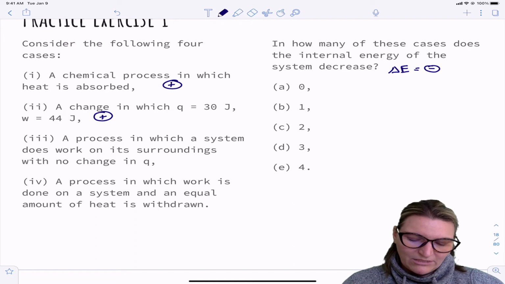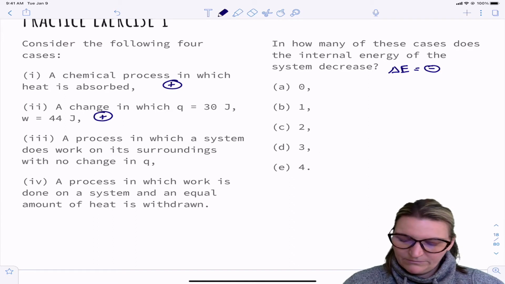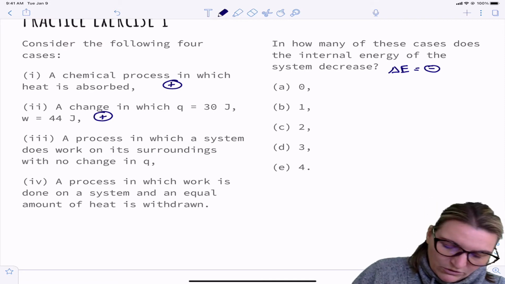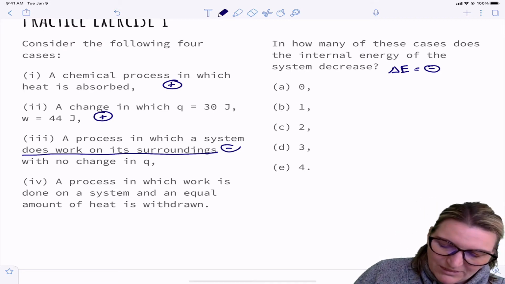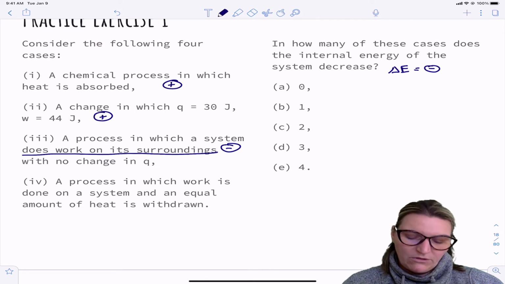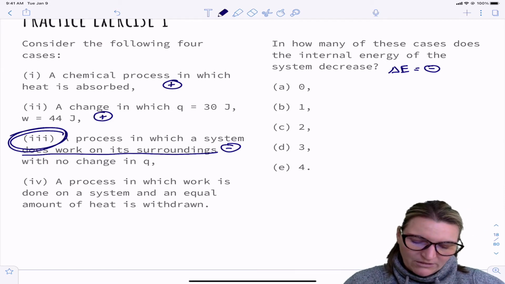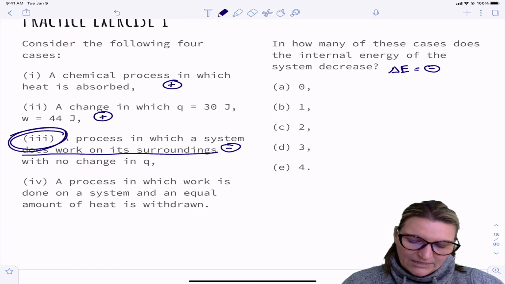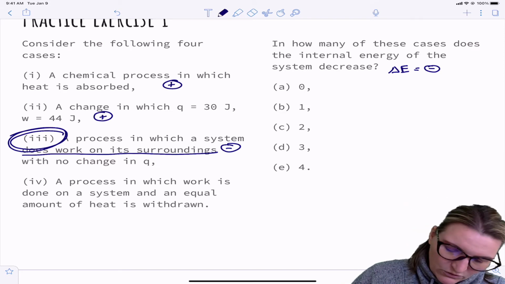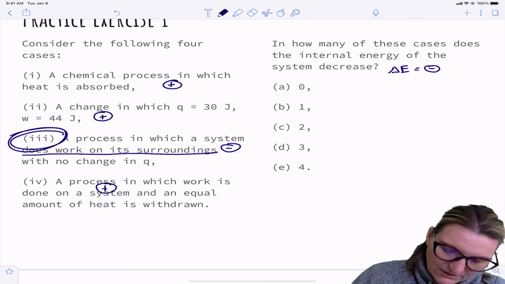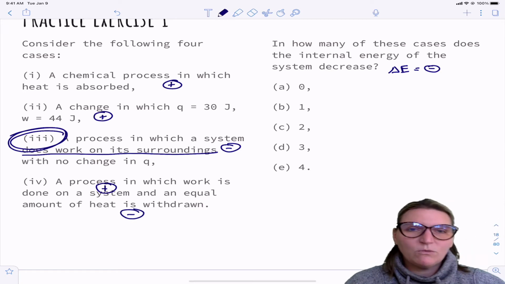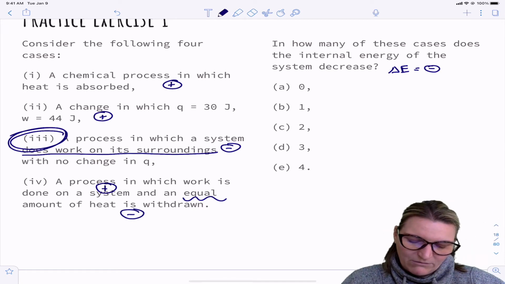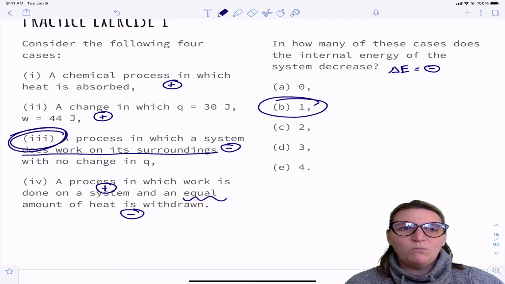A process in which a system does work on its surroundings with no change in Q. Does work on its surroundings means a negative W, no change in Q, so overall it would decrease. So this one will work. So we have at least one. A process in which work is done on a system and an equal amount of heat is withdrawn. Work done on a system would be positive, heat withdrawn is negative. So this one would have no change because it says an equal amount. So the answer there is just B.